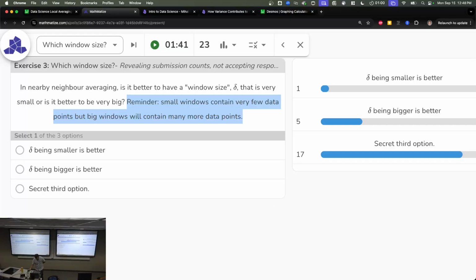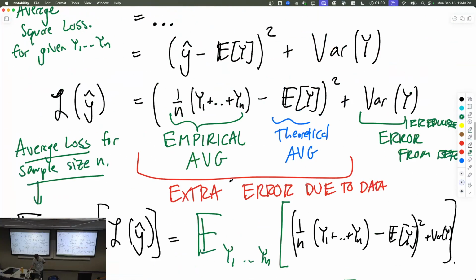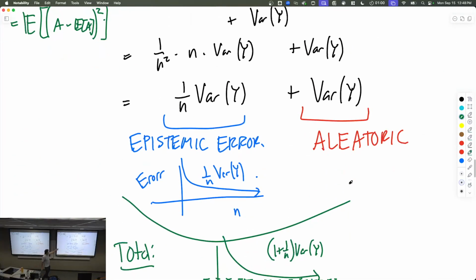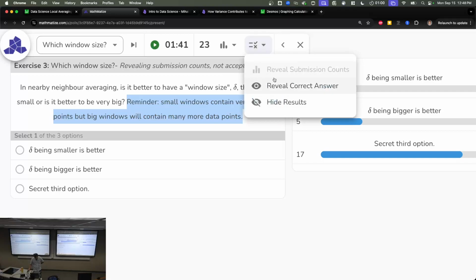And if you remember, earlier in the lecture, we had this idea of more data is better, right? We did this whole calculation, and we said the epistemic error goes down like 1 over n. So maybe you want as many points as you can. You want to make n as big as possible so you have the smallest amount of epistemic error, right? Bigger sample sizes are better. Big windows have big sample sizes. So should a bigger window be better then? That's a very tempting idea.